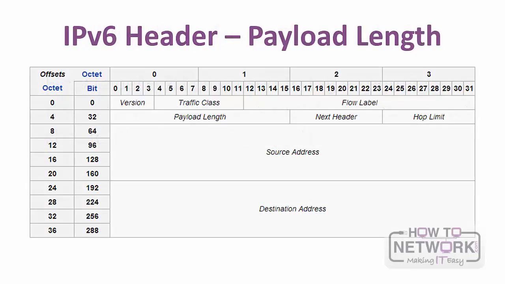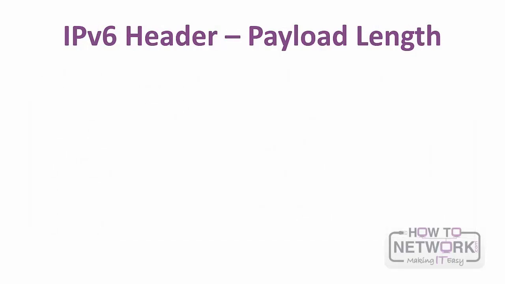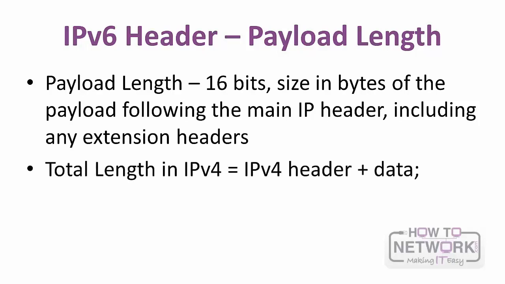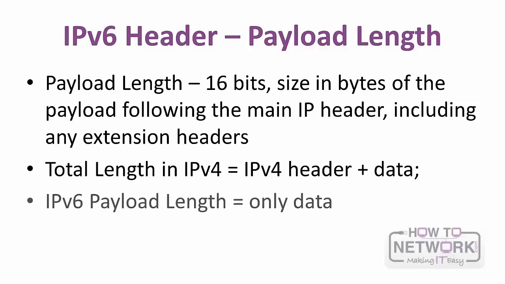Payload length, 16 bits. Is the size in bytes of the payload following the main IP header, or, in other words, the packet's data portion, including any extension headers, which are considered part of the payload. Unlike the total length field in the IPv4 header, which includes both the IPv4 header and the data, the IPv6 payload length field only specifies the number of bytes of data. It does not include the main IPv6 header.